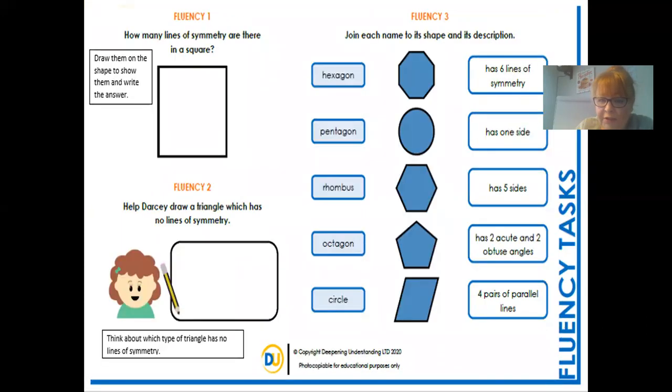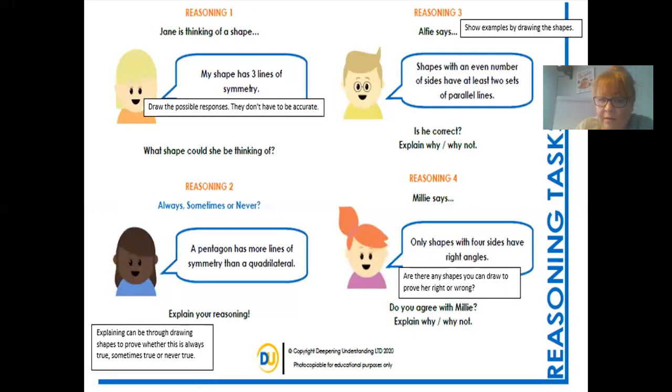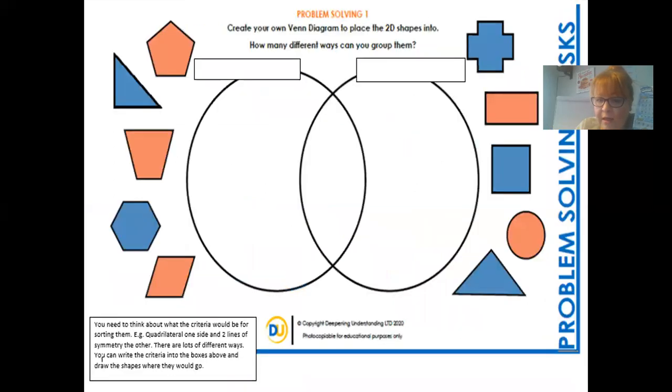Circles, I would expect you to do this. Squares and pentagons, additionally, to do this. And then hexagons, you should be having a look at this one as well.